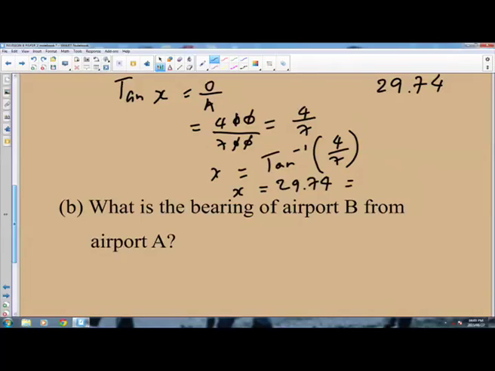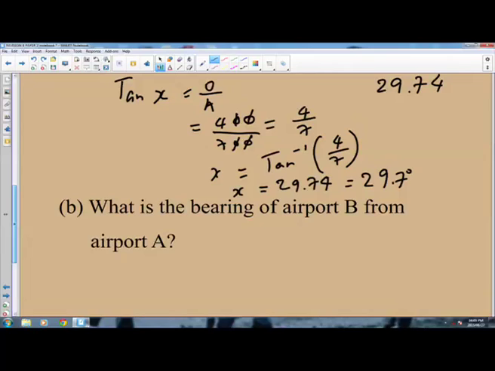So this will be 29.7 degrees. This is how we write angles. Angles are written correct to 1 decimal place. It's different from all these other numbers where we use the 3 significant figures. When it comes to angles, we express answers to 1 decimal place.